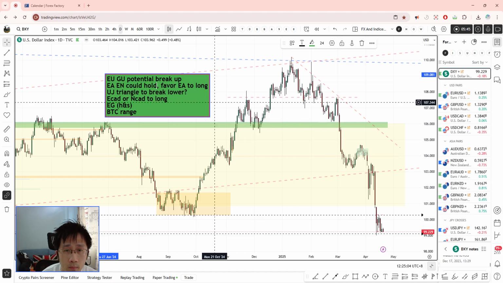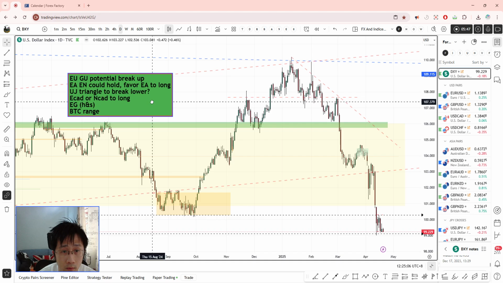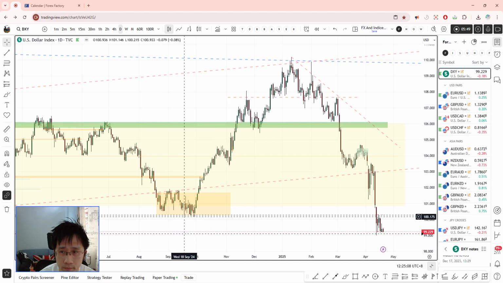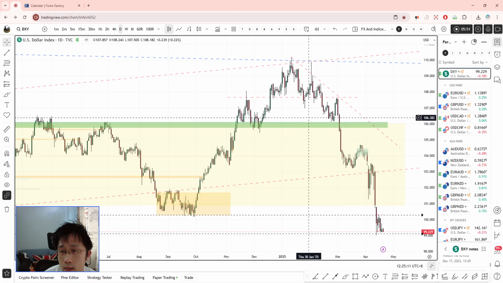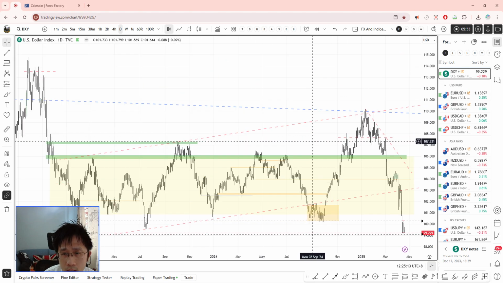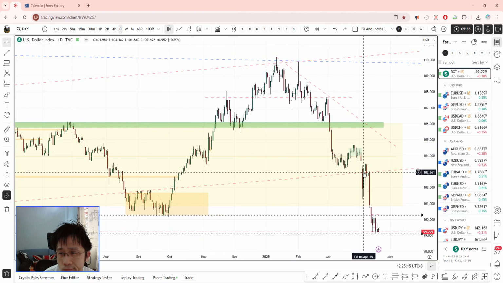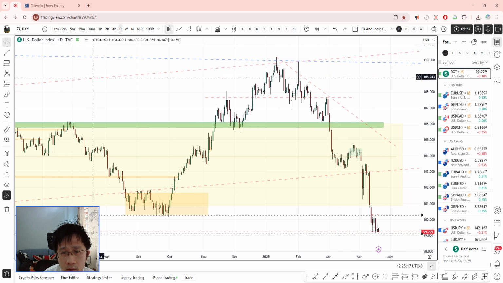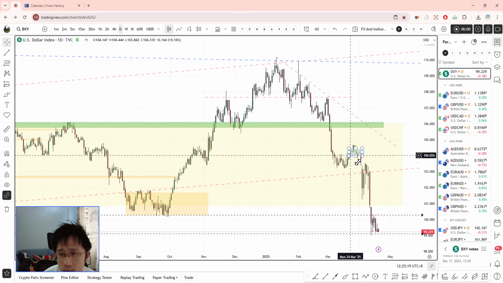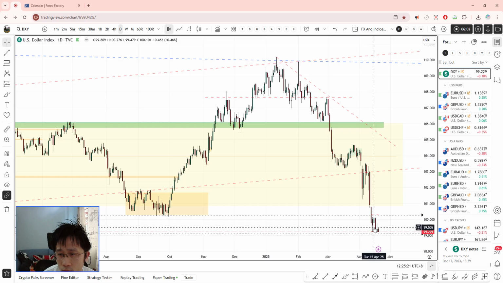Okay, so let's move on. Maybe I will just hide this. So, moving on to the analysis. Basically for the US dollar, this is the 1 hour chart, and for the US dollar, there isn't too much of a move last week.